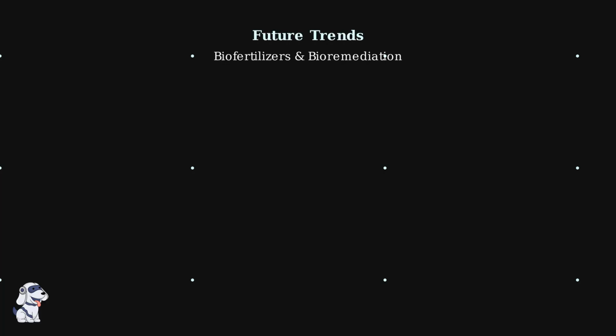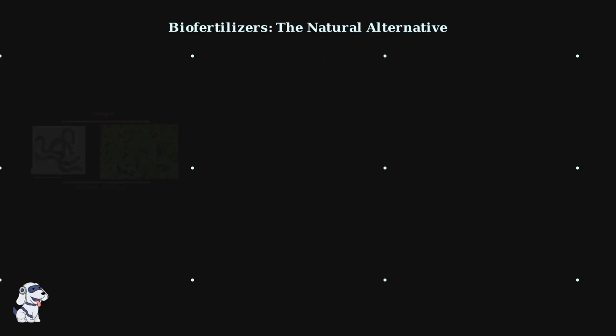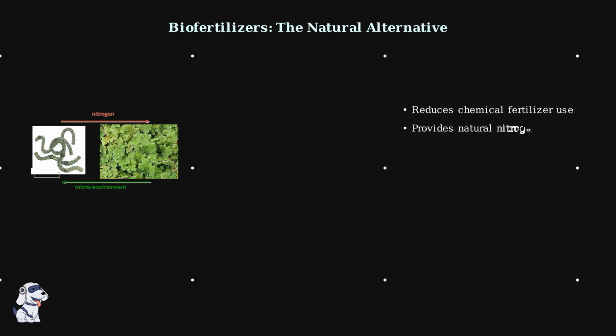The future of Anabaena research is focused on two major trends that could revolutionize agriculture and environmental protection: biofertilizers and bioremediation. Anabaena-based biofertilizers represent a major shift towards sustainable agriculture.